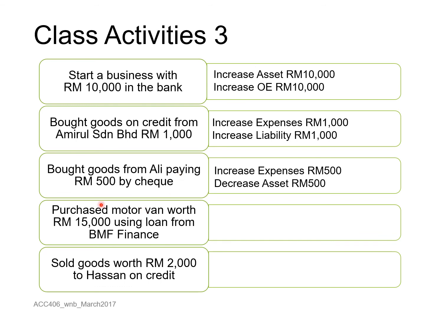Next is purchase motor van worth 15,000 using a loan from BMF Finance. So he bought a motor van using a loan from BMF Finance. A motor van is in the asset category. He bought it, meaning assets increase. The account is the motor van account. And you bought using a loan, so you will increase your liability by 15,000. Okay, I hope that is clear so far. If you are confused, please look back at this recording.